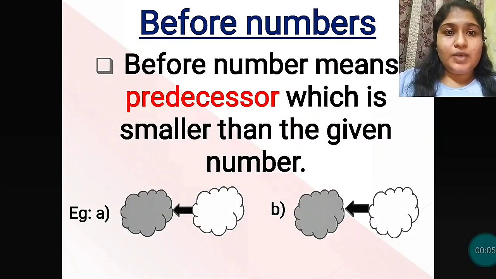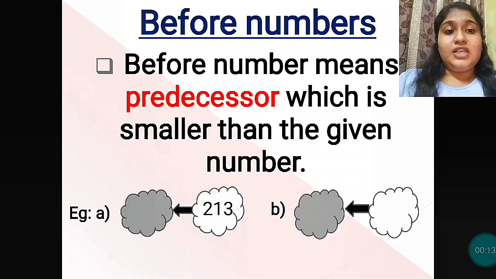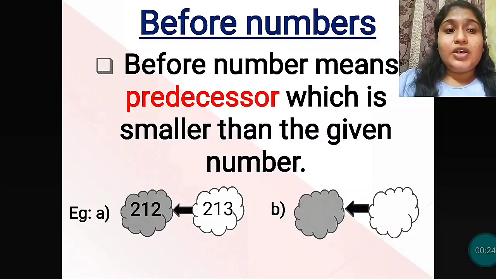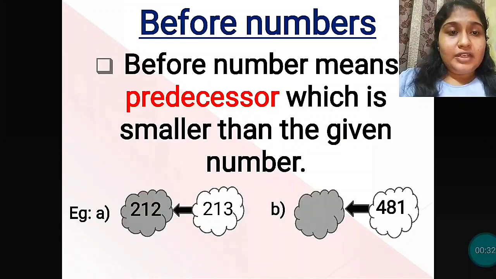So here the first one, A, 213 is the given number. So we have to write down the number which is coming before 213. So what will be the before number of this? Yes, 212. As you can see, 213 से पहले क्या आता है? 212. Now next, 481. So 481 here is the given number. So 481 से पहले क्या आता है? 480. Yes, so 480 is the before number.